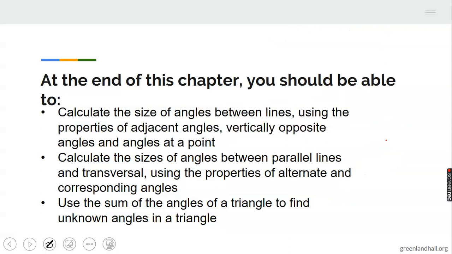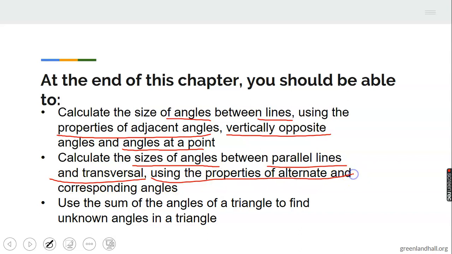Then, before we move on, here are the objectives of this topic. At the end of this topic, you should be able to: one, calculate the size of angles between lines using the property of adjacent angles, vertically opposite angles, and angles at a point. Two, calculate the size of angles between parallel lines and a transversal line using the property of alternate angles and corresponding angles. And lastly, use the sum of angles in a triangle to find the unknown angles in a triangle.